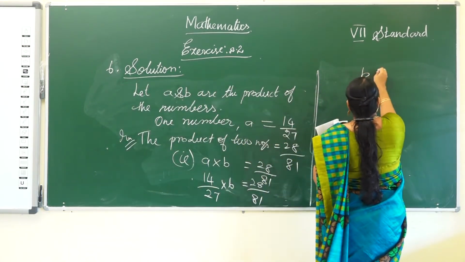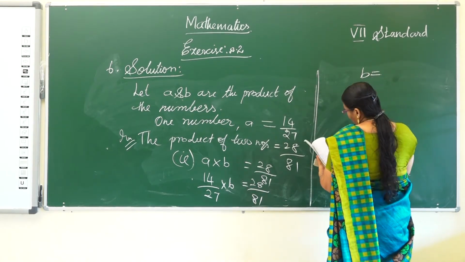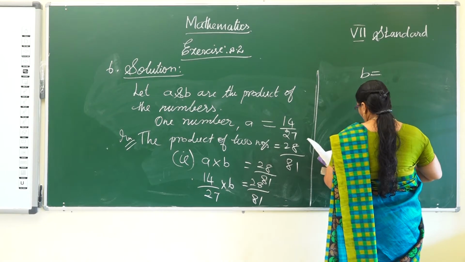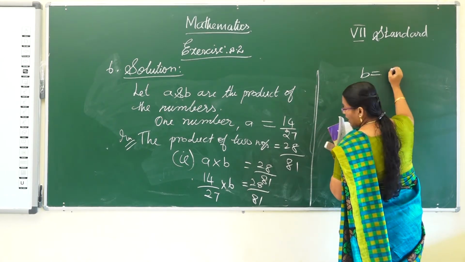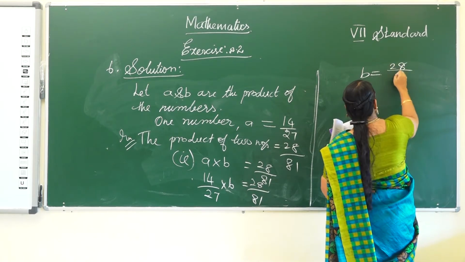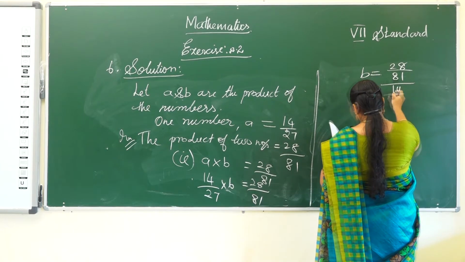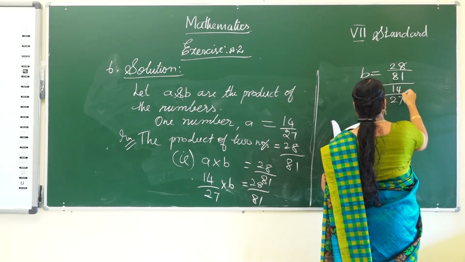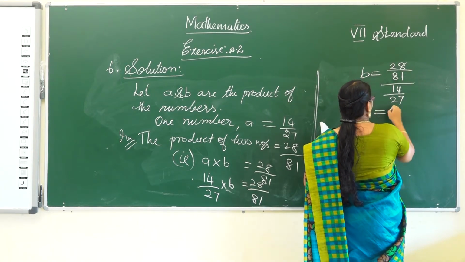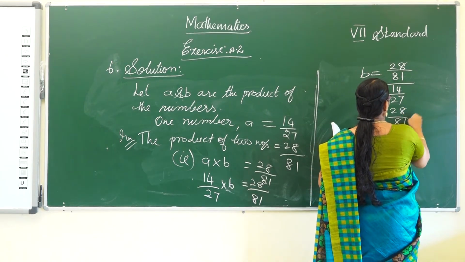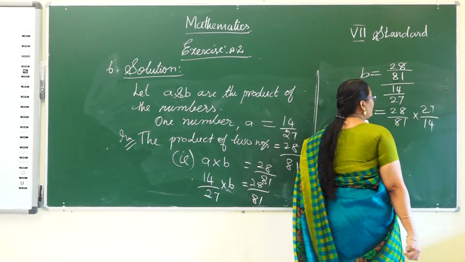Now stay here, B. 14 by 27 comes to this side. That side is multiplication, so coming to this side it becomes division. So already here, 28 by 81 divided by 14 by 27. So it can be written with the reciprocal, 27 by 14.